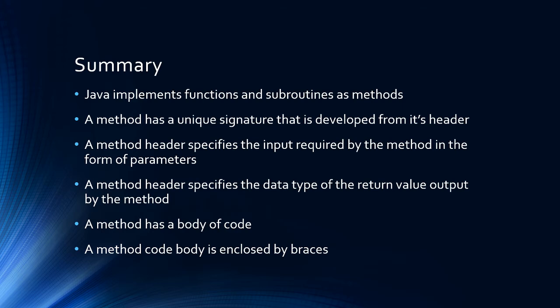So in summary, Java implements functions and subroutines, all different types of subprograms as methods. A method has a unique signature that's developed from its header. A method header specifies the input required by the method in the form of parameters. A method header specifies the data type of the return value output by the method. And a method contains a body of code. A method code body is enclosed by curly braces.